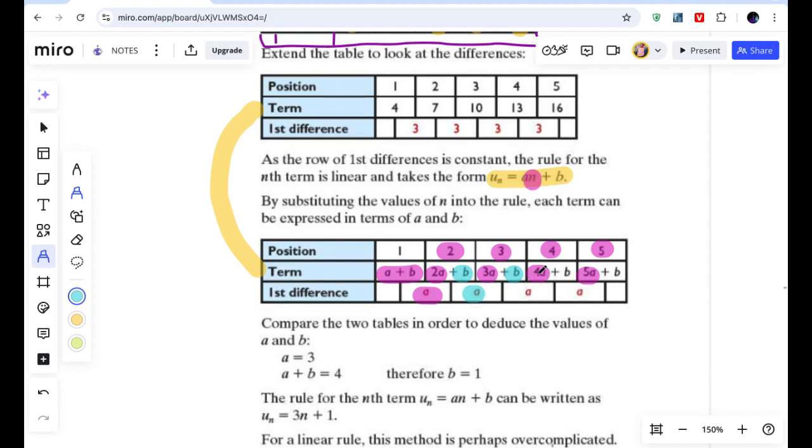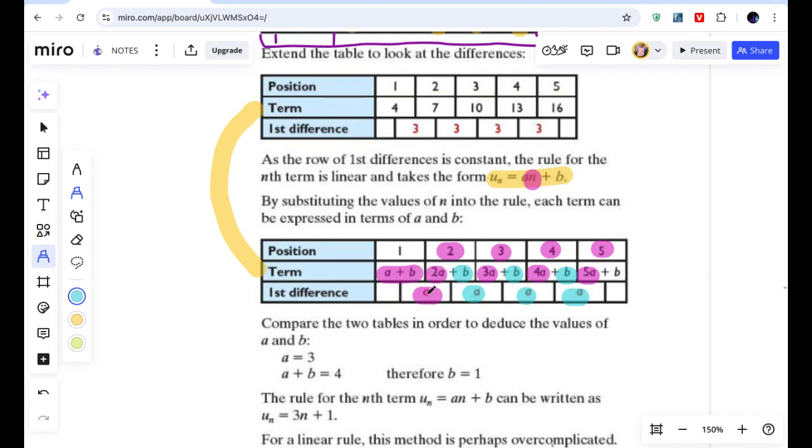Here I do the same thing. 4A minus 3A, I get A. This B minus this B, I get 0. So this one, 5A minus 4A, I get A. You can see all have the same common difference because it's a linear function, a linear sequence.